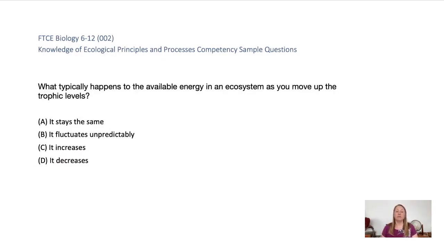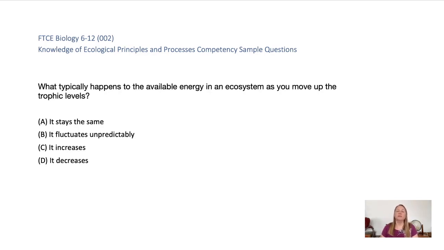What typically happens to the available energy in an ecosystem as you move up the trophic levels? A. It stays the same. B. It fluctuates unpredictably. C. It increases. Or D. It decreases. A. It stays the same. This is not true. Energy is lost at each level, so it definitely doesn't stay the same.